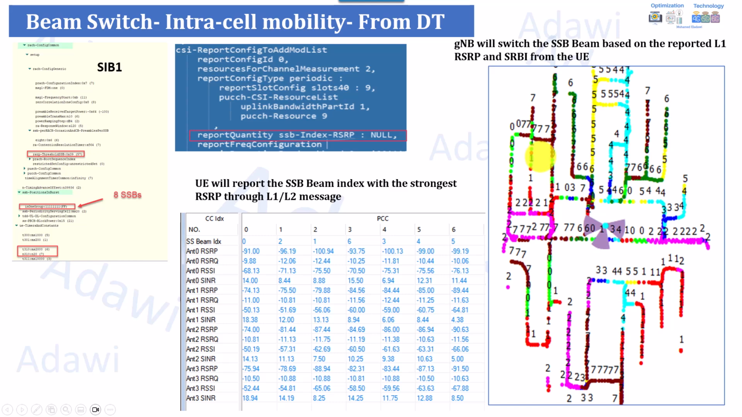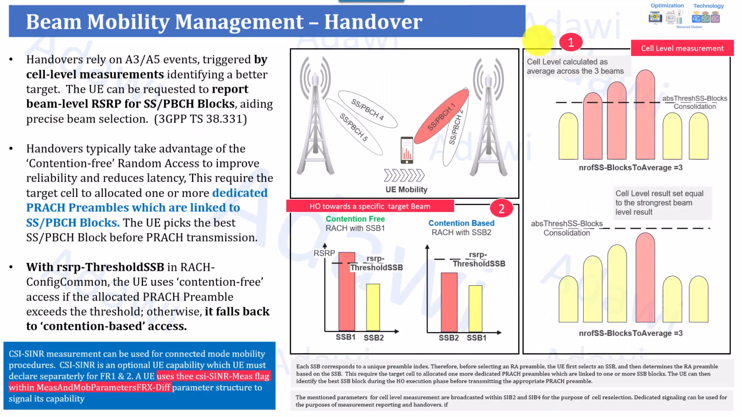Now let's move to the inter-cell mobility handover, which is typically used in all networks. It has very good and important information. Let's move forward to see what we have. This part covers the inter-cell handover mobility, which is mainly based, as I mentioned before, on event A3 or event A5.